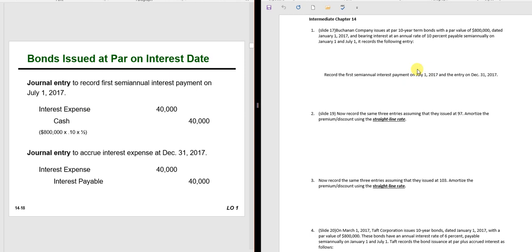And notice they pay interest on January 1st and July 1st. So on December 31st, the end of the year, I'm not paying interest until the next day. So my actual entry has to be to interest payable instead of cash. On January 1st, I'll debit interest payable and credit cash. But if they would have written paid on December 31st and July 1st and December 31st, this would be the same entry for both of them.